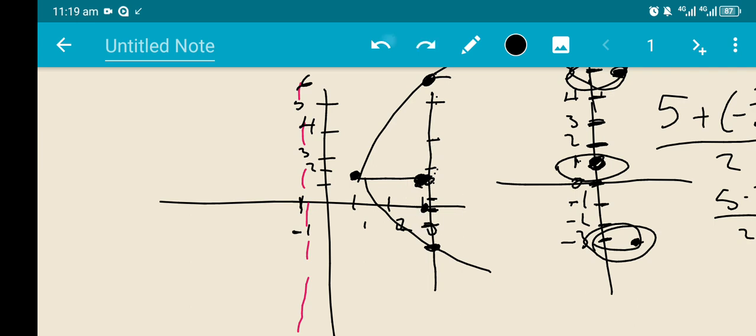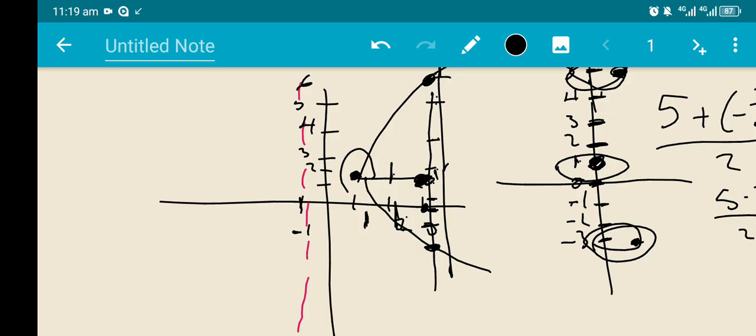Your p is how many units you've moved starting from the vertex. How many units did we move? We started from here, which was 1. We moved here, which was 2. Then we moved here, this was 3. So our p is 2, because we only moved 2 steps to the right. Then this is just 2 times p and 2 times p.